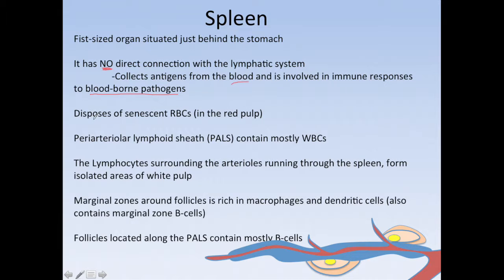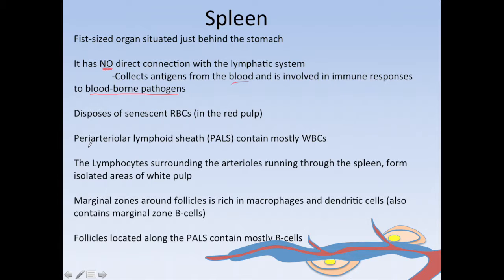In addition to that, it also has a secondary function, or it could actually just be a primary function: it also disposes of senescent red blood cells in the red pulp. We'll talk about what that is, but essentially one of the other functions of the spleen is not just to participate in B cell and T cell maturation, but also in the cleaning up of red blood cells. Senescence just means old.